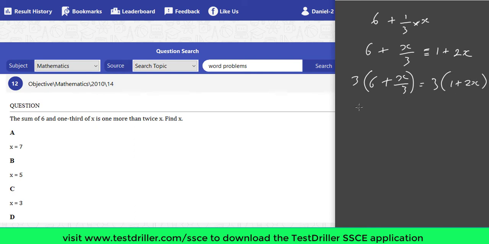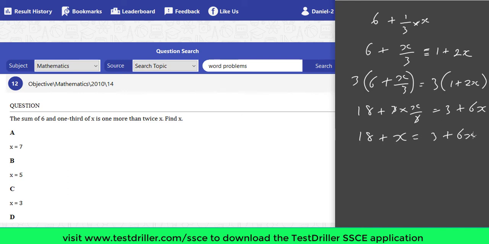So if I expand this, I'm going to get 18 plus 3 times x over 3. Then this is 3 plus 6x. So this 3 cancels out 3. So you are left with 18 plus x equals 3 plus 6x.